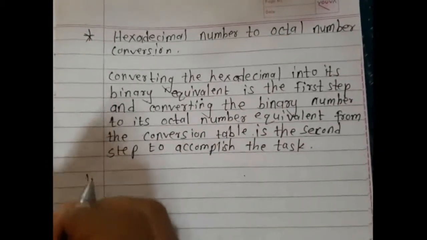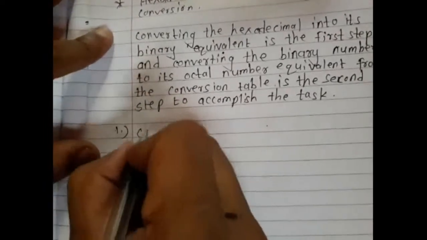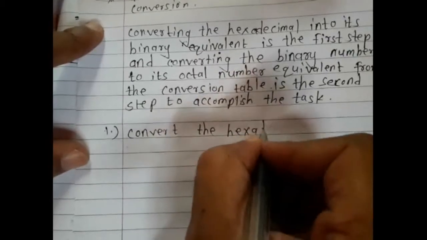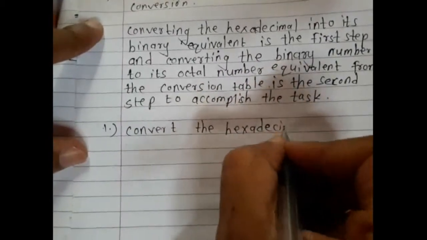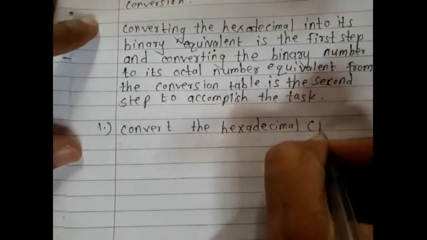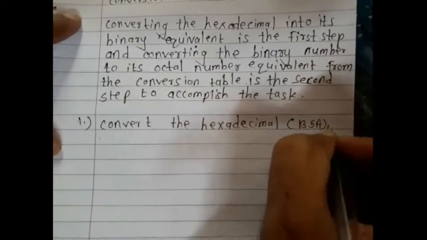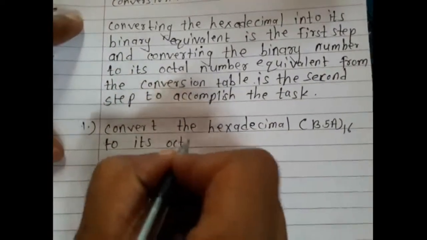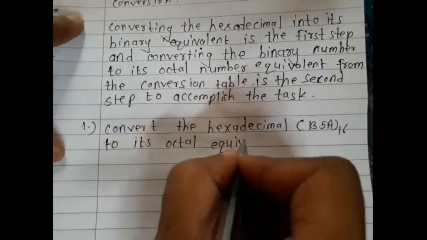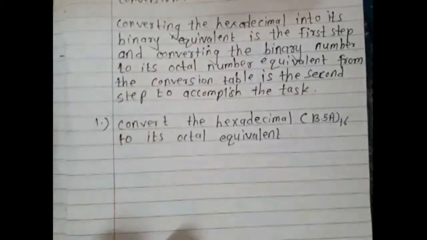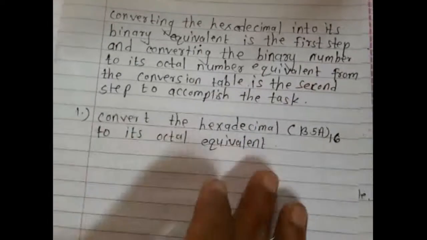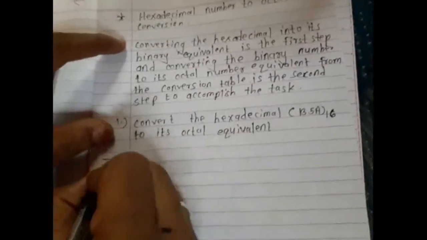Now see here, we will solve one example. Convert the hexadecimal B5A base 16 to its octal equivalent. See, this is an example. Convert the hexadecimal B5A base 16, okay, base is 16, to its octal equivalent. Now see here students, solution.